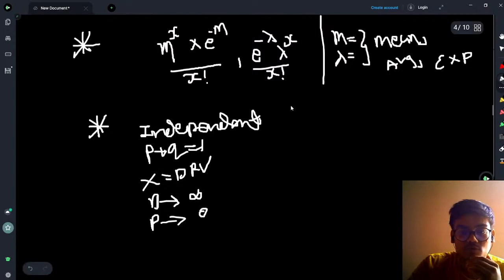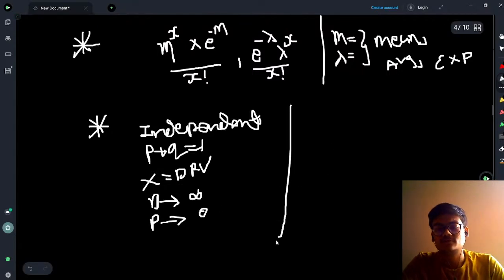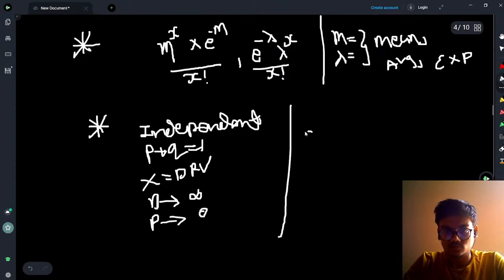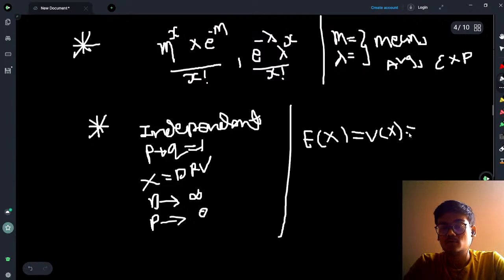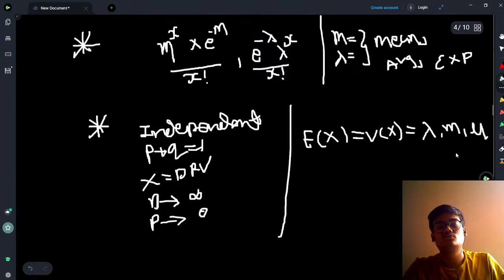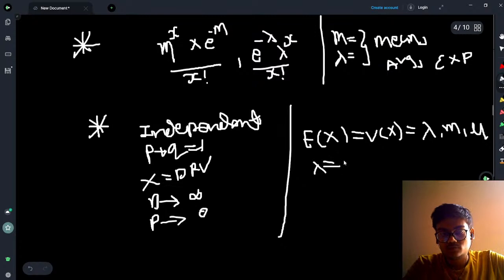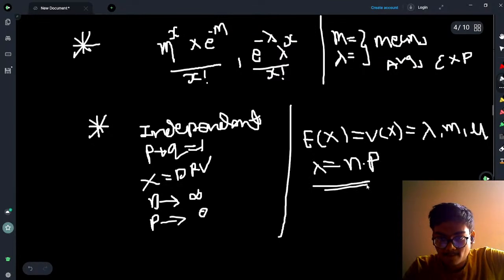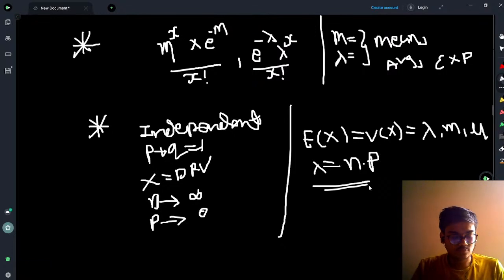Poisson distribution or not. Like in the previous one, we also check the expectation and variance. So here we are going to see that too. Here the expectation and variance are the same, equal to what you can call lambda, or m, or mu. If you want to check, you can, and here the value of lambda is n into p. Okay, so this is all about the Poisson distribution.